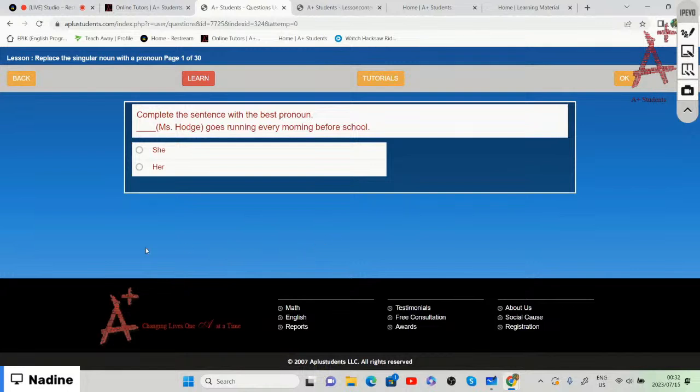We need to complete the sentence with the best pronoun. Miss Hodge goes running every morning before school. So we need to choose between she or her. So she goes running every morning before school, or her goes running every morning before school. So we either need to choose the base pronoun, which is she, or her. So we are replacing the words Miss Hodge.